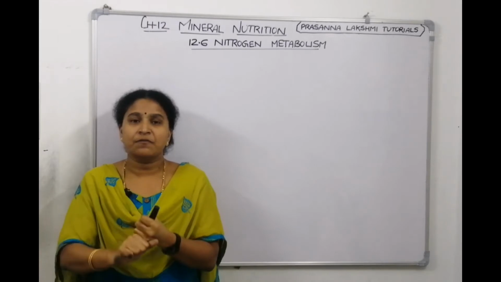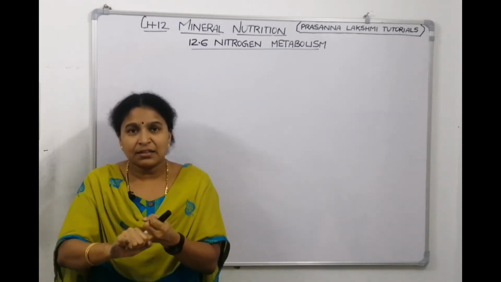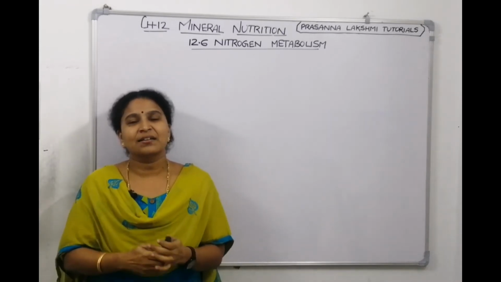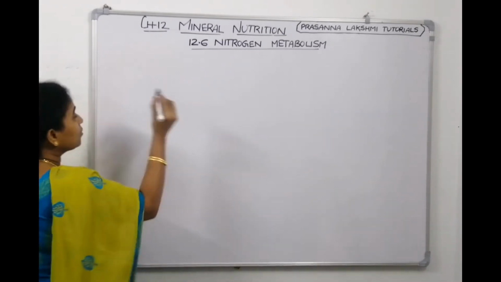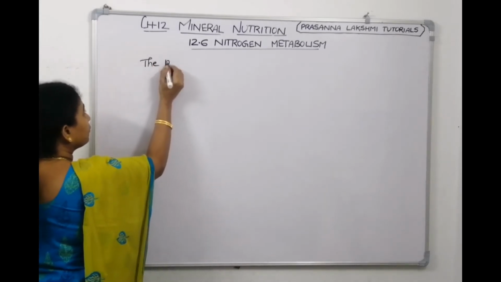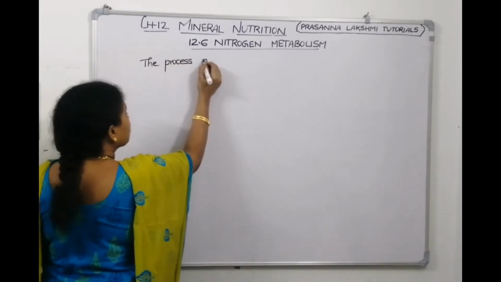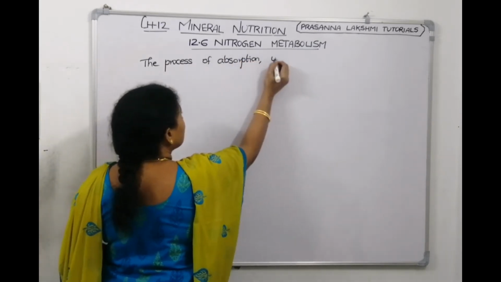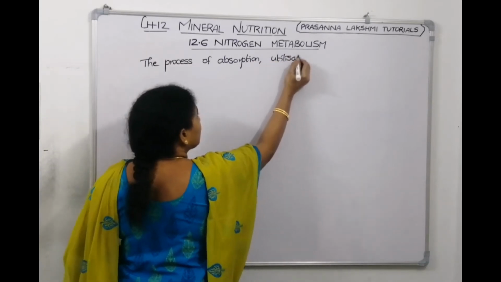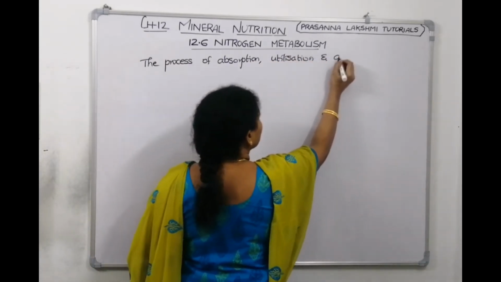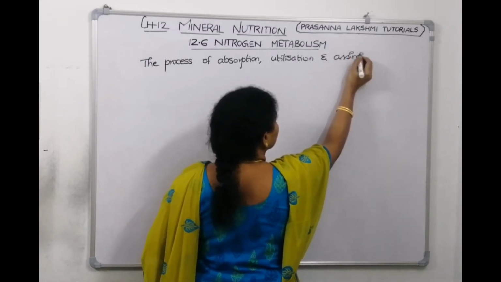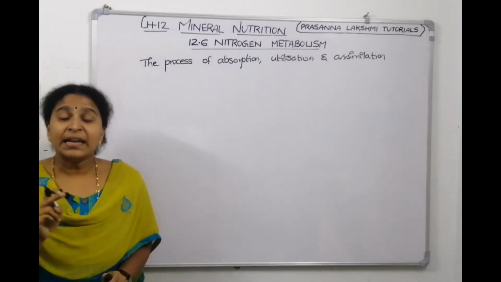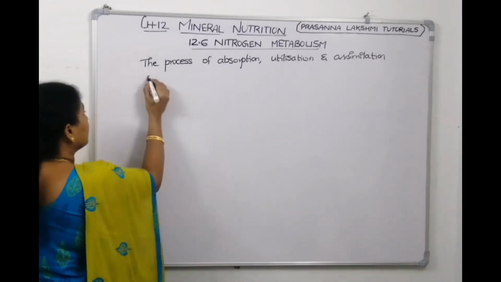So nitrogen metabolism is the process of absorption. Plants will absorb nitrogen from the soil. Then they will utilize it. Then they will store it, which is called assimilation, right? Assimilation of nitrogen comes under nitrogen metabolism. Let us write down. Nitrogen metabolism means the process of absorption. After they absorb, what do they do? They utilize. Utilization. After utilization, what do they do? Assimilation. The process of absorption, utilization and assimilation of nitrogen.